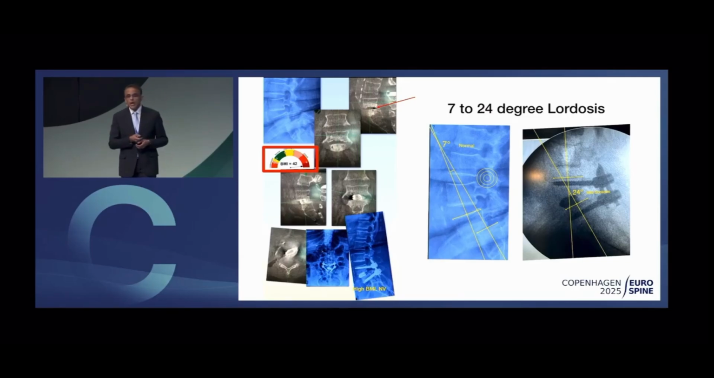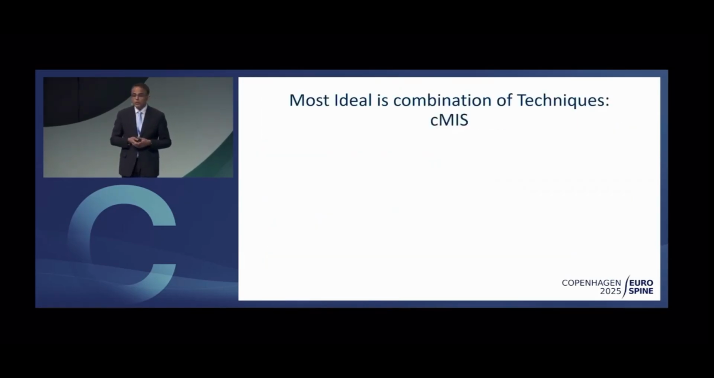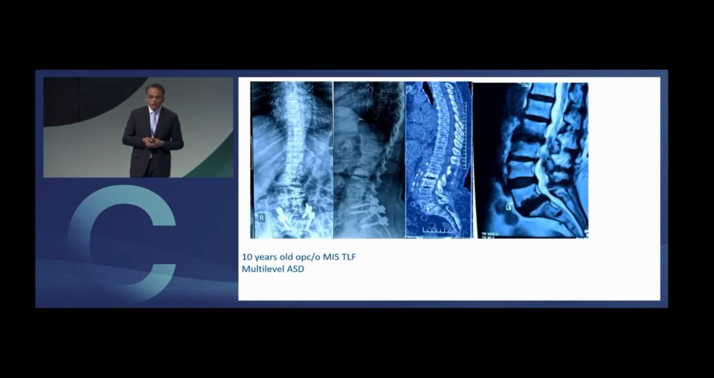You can see that this patient has a good potential to restore lordosis, and doing percutaneous lumbar interbody fusion, you can restore your lordosis from 7 degrees to 24 degrees because this patient's segment was quite mobile and pre-existing lordosis was present. Most ideal in this kind of setup is a combination of techniques. No one technique can give you the desired result when you want to employ MIS. You need to have a combination of all of them.